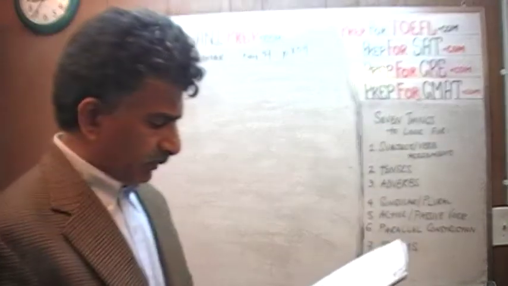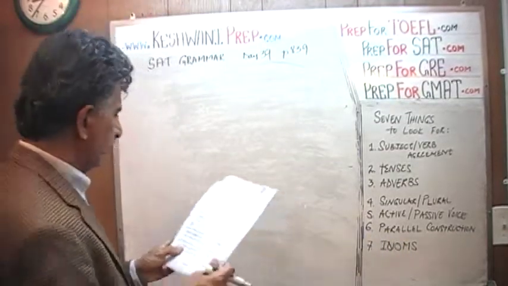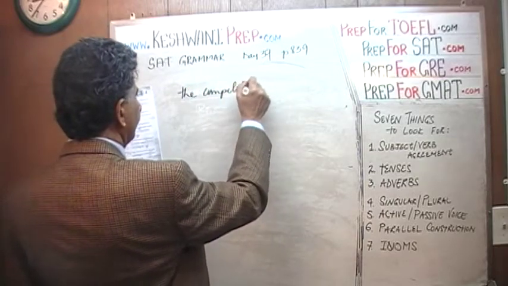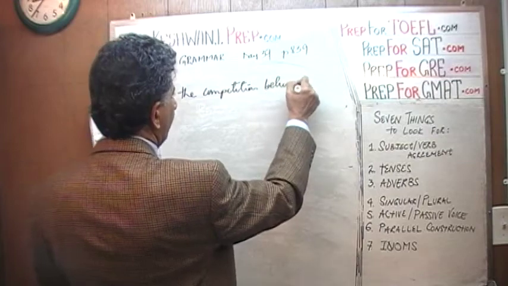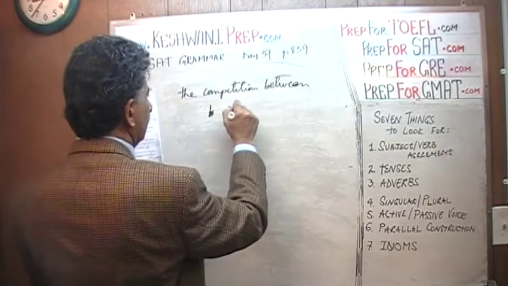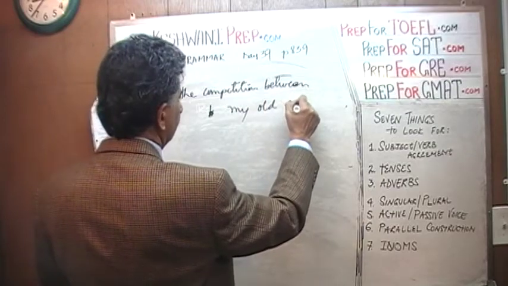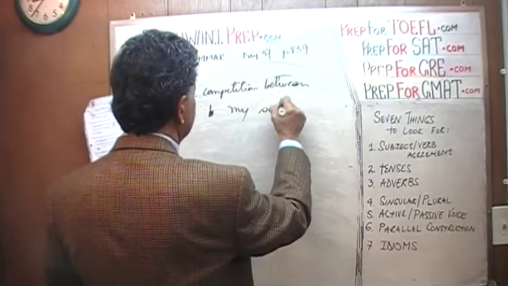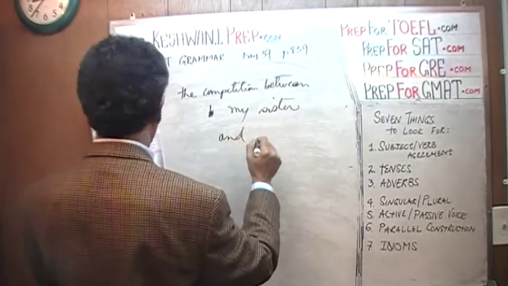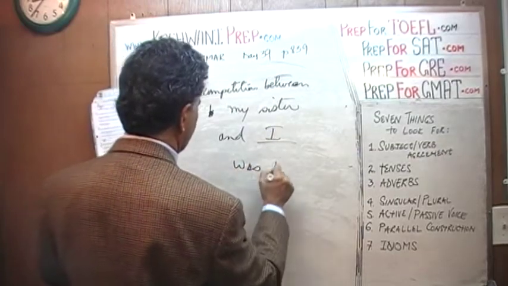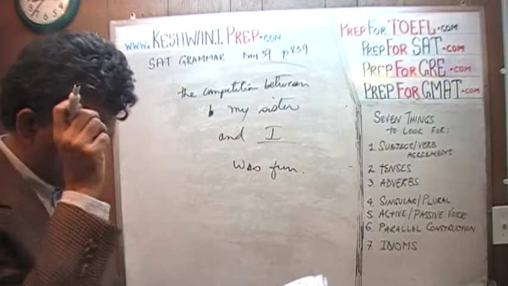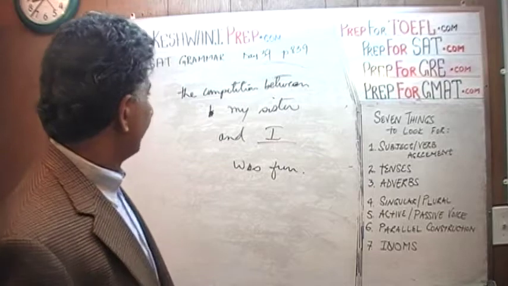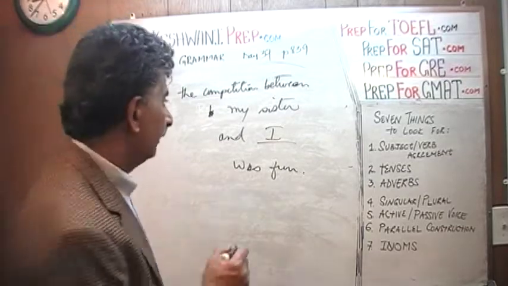Number 24. The friendly competition between my older sister and the competition between my older sister, doesn't have to be older, it could just be sister, between my sister and I was fun. That's our sentence. Let's see what we can do here. The competition between my sister and me.